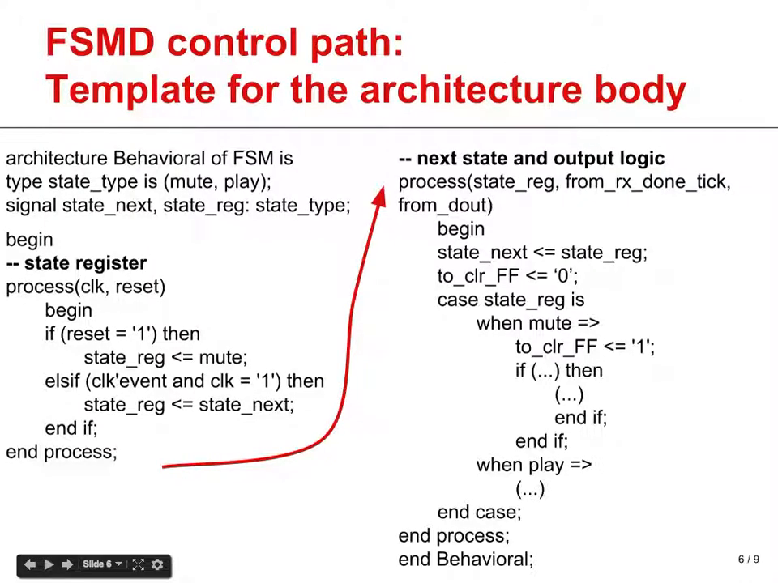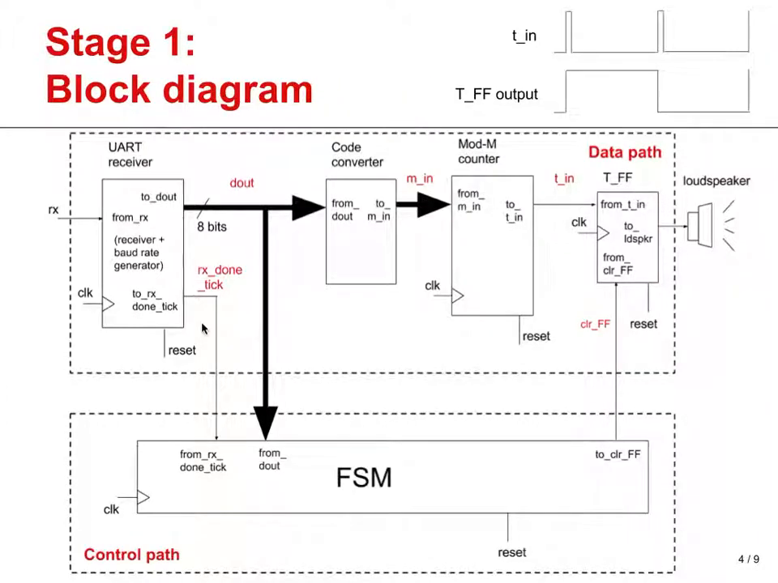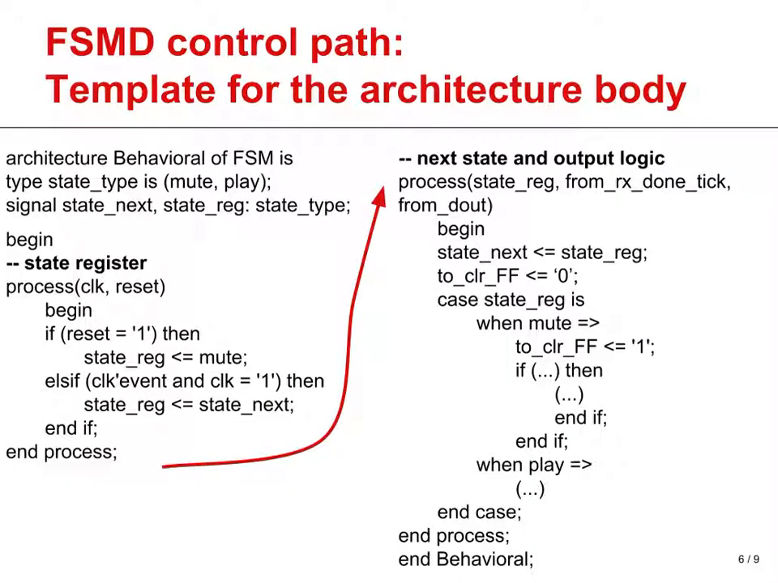Well, in this slide I simply show you what could be a template for the architecture body of the FSMD control path description file. That is to say, we are referring to the VHDL description file of this FSM that you see in the block diagram. This simply comprises the standard state register and next state and output logic sections, and you should feel comfortable in filling in the information that is shown here.